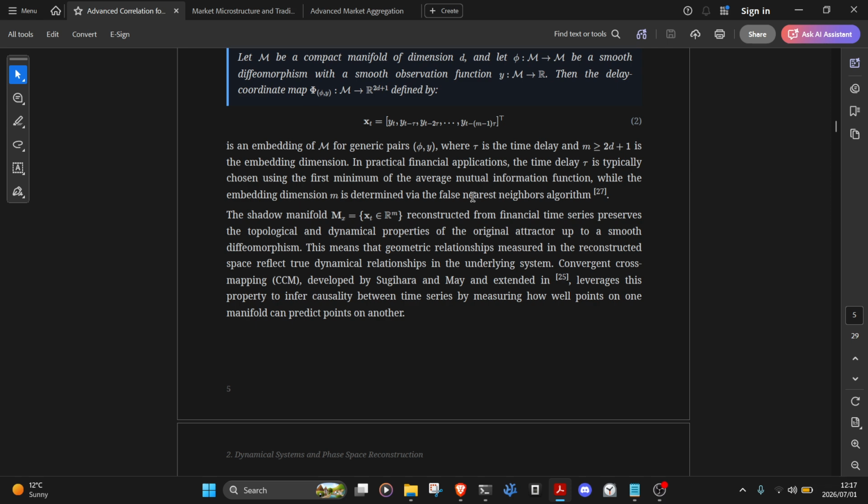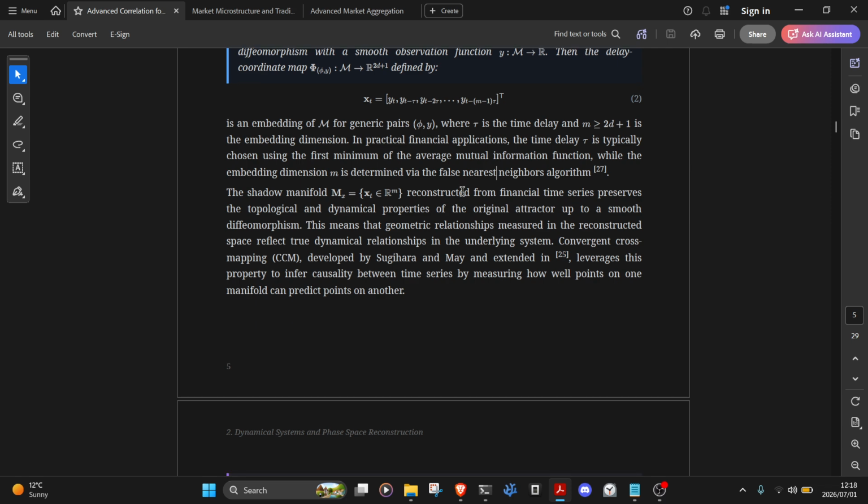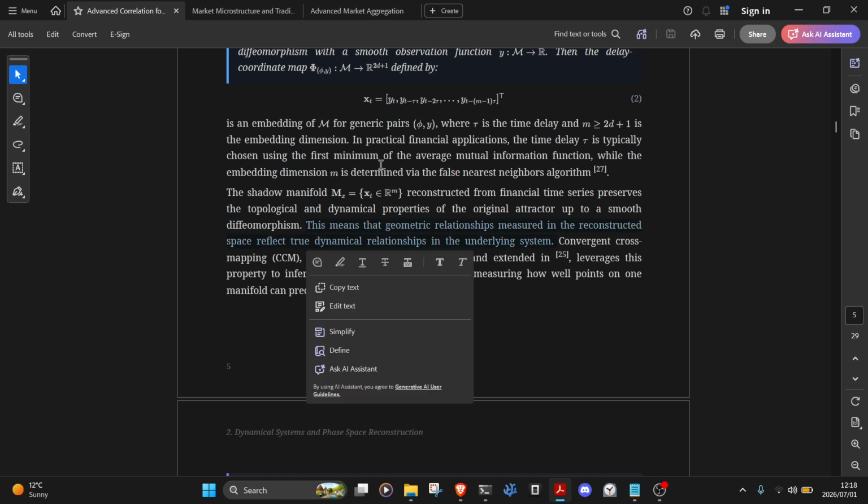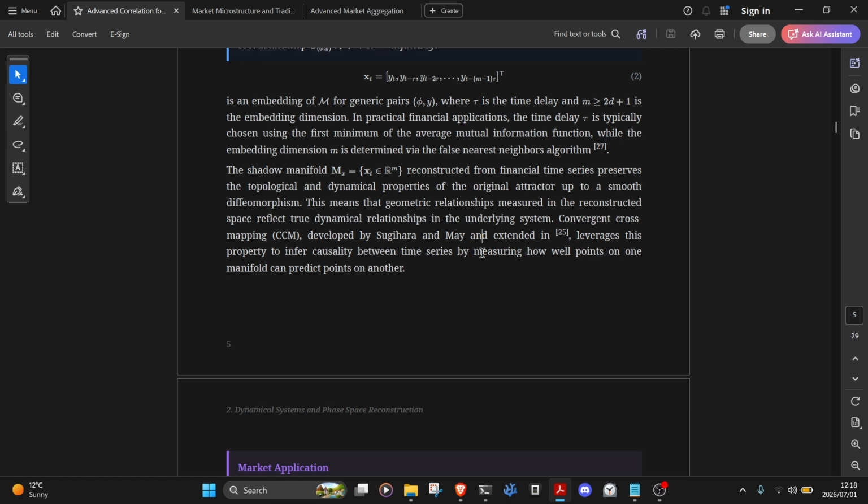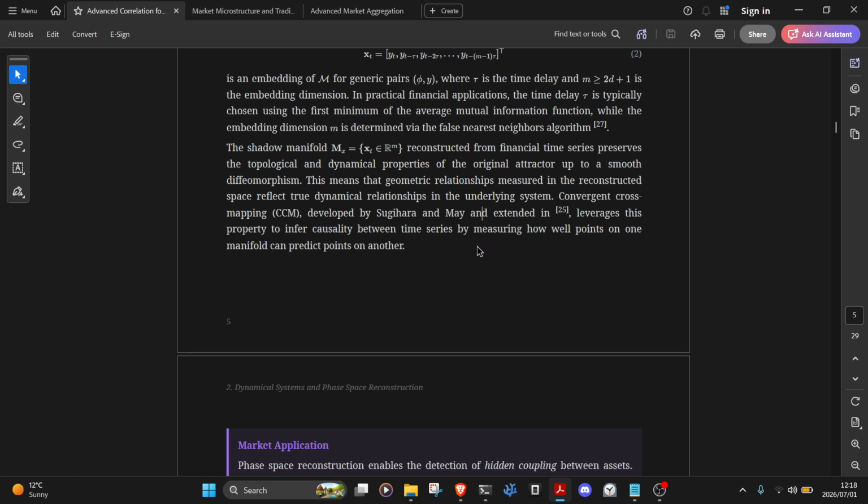This means that the geometric relationships measured in the reconstructed space reflect true dynamical relationships in the underlying system. Now, this is true, but it's only true with a caveat, right? Which is you have to pick tau and your embedding dimension very carefully. You can't just pick these numbers randomly, because if you pick them randomly, your reconstructed space does not reflect the true dynamical relationships in the underlying system. Right? So you have to use algorithms that optimize these two parameters, tau and your embedding dimension, m.